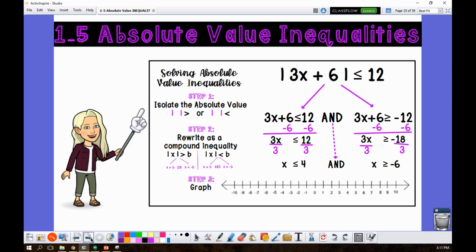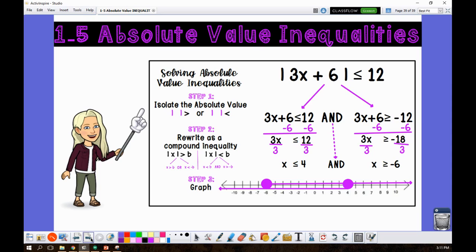Here's our graph. We want to make sure that we have 4 and -6 on our graph. So remember, when we're graphing compound inequalities, you're graphing where they overlap. So I'm going to do a working graph, and then I'm going to clean my graph up at the end. So x is less than or equal to 4: closed circle on 4, shading to the left. x is greater than or equal to -6: I'm going to put a closed circle on -6 and shade to the right.